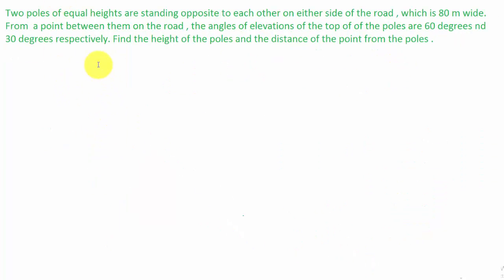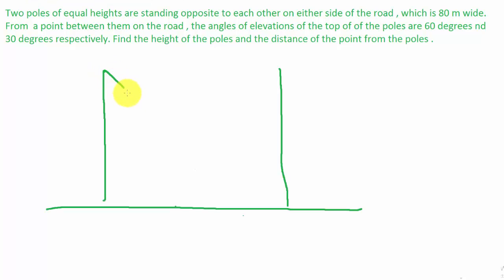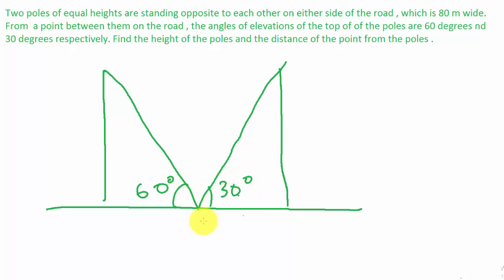Okay, this is the question. This is question number 10 from exercise 9.1. There's a point somewhere, and the angles of elevation from there are 60 degrees and 30 degrees respectively. Let this point be D, and let these be A, B, C and D. Now find the height of the poles and the distance of the point from the poles.